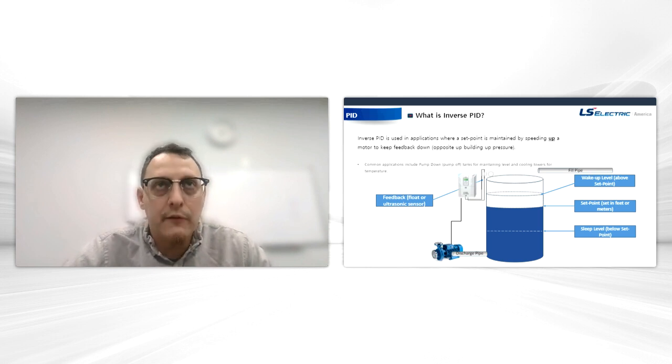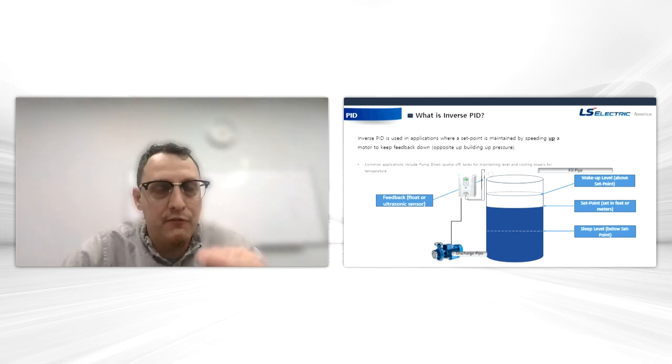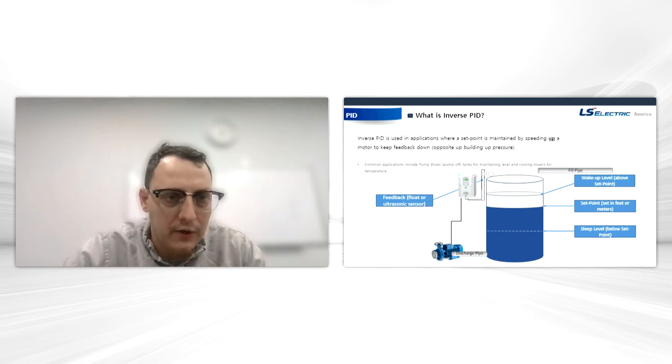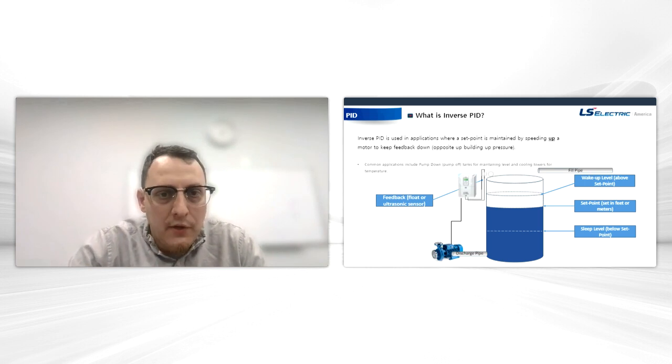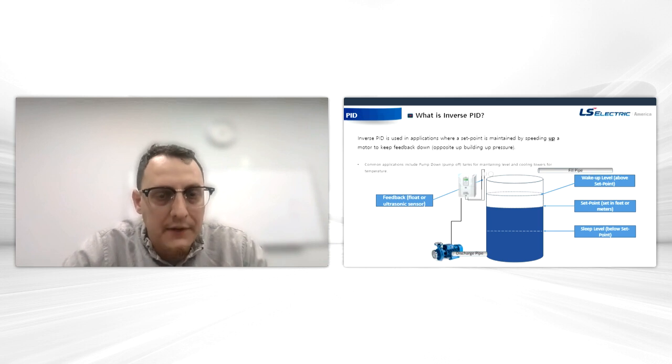If you think of a pressure control loop, you're speeding up to maintain a pressure, right? So if you're at 50 PSI on your feedback and your set point is 60, you need to make up that 10 PSI difference. So the motor is going to spin faster. It's going to pump more to get up to pressure. An inverse PID loop is essentially the opposite of that. Your set point is maintained by speeding up a motor to keep the feedback down, okay?